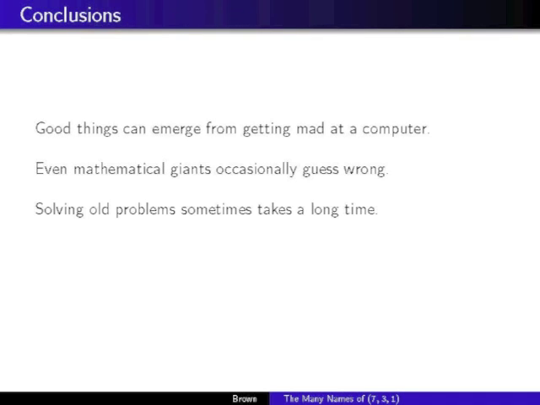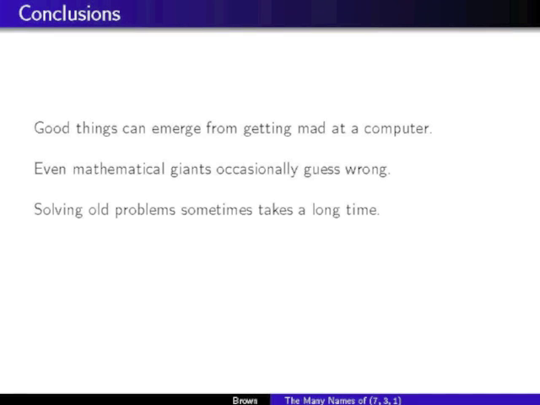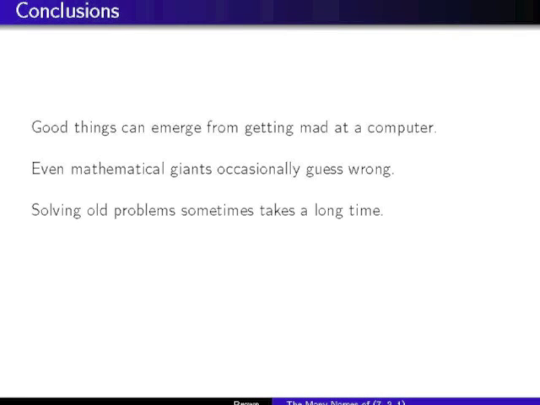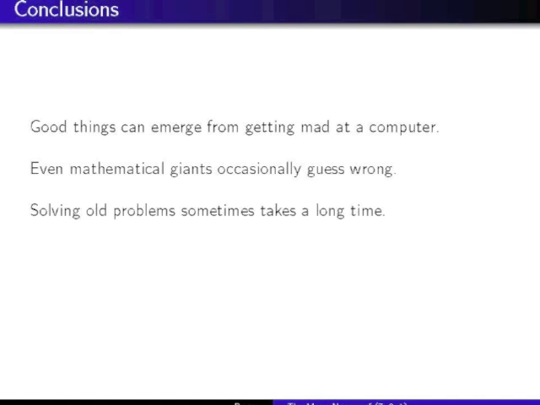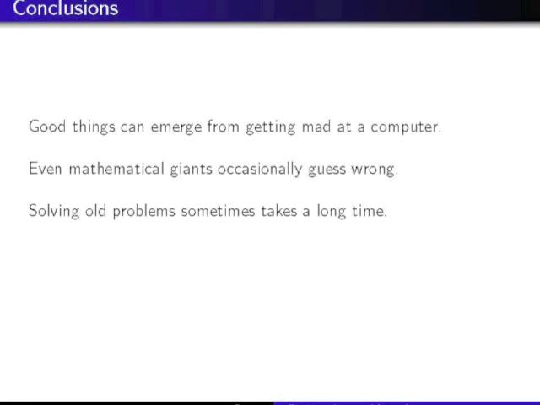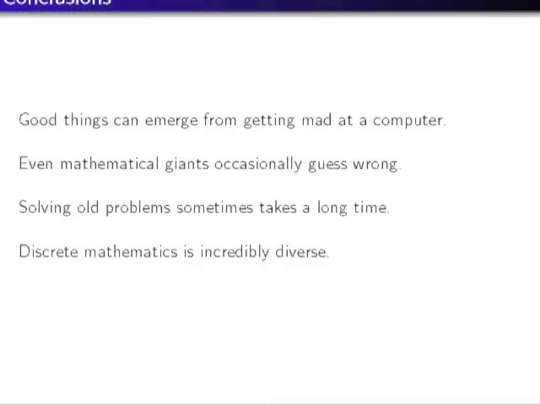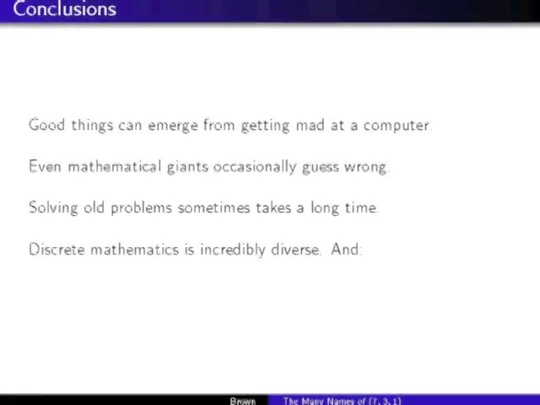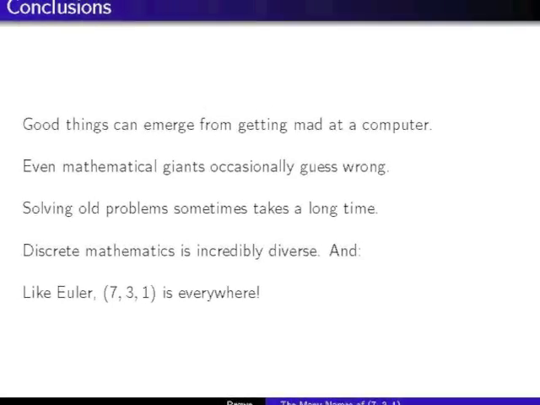Well, sometimes solving old problems takes a long time. We know about that. The four-color conjecture was formulated in 1852 and not solved until 1976. Heawood's conjecture from 1890 to 1968. Euler's wrong guess from 1782 to 1959. And then there was some remark that a guy in Fermat, maybe, wrote in the margin of a book in 1637. It was not solved completely and published until 1995. So, the moral of that is be patient. Discrete mathematics. Incredible. Look at all the stuff we're talking about. And, like Euler, 731 is everywhere.